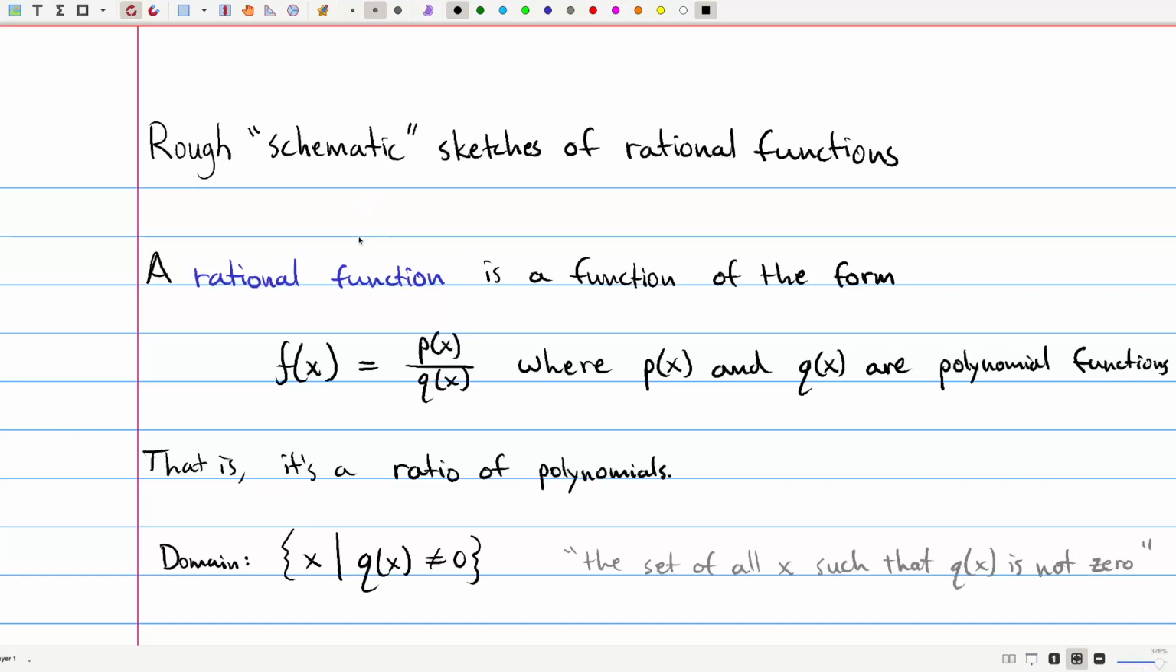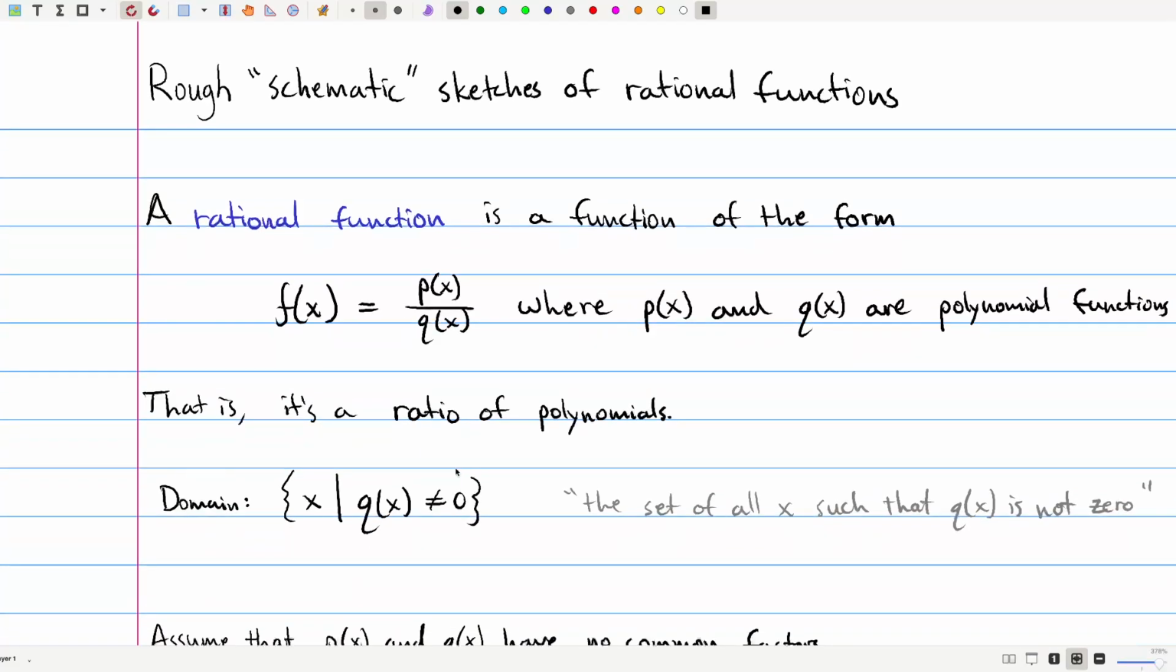So, first of all, let's remember that a rational function is a function of the form f of x equals p of x over q of x, where both p of x and q of x are polynomial functions. It's called a rational function because it's a ratio of functions, but in particular it's supposed to be a ratio of polynomial functions. One important fact about rational functions compared to polynomial functions is that they have a domain that is not all the real numbers.